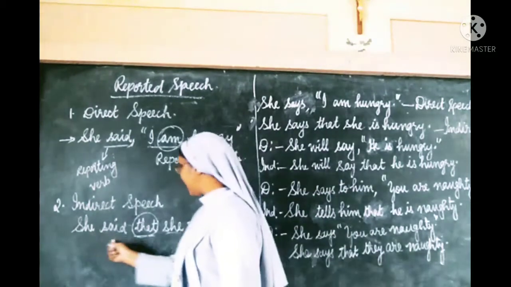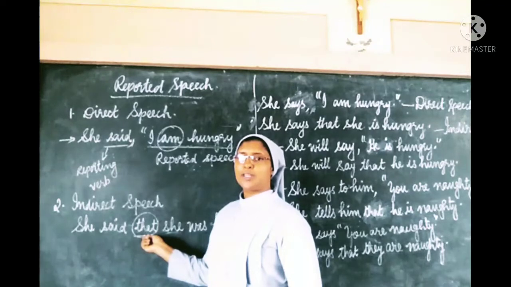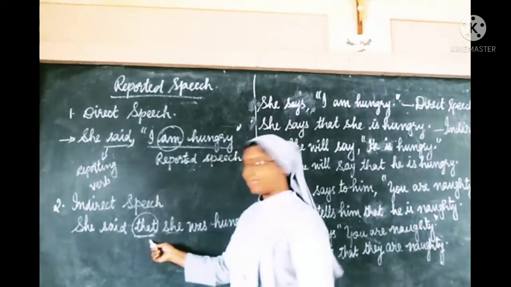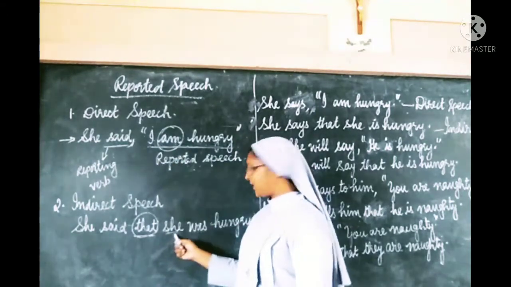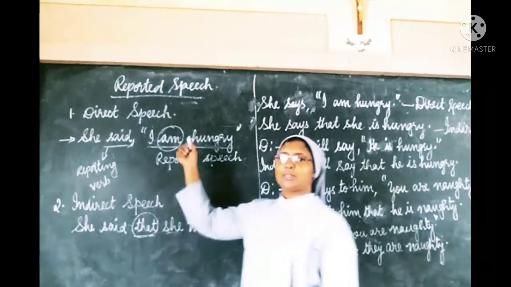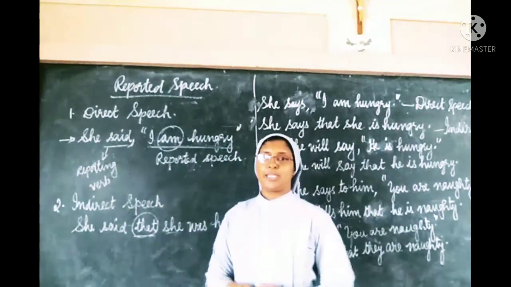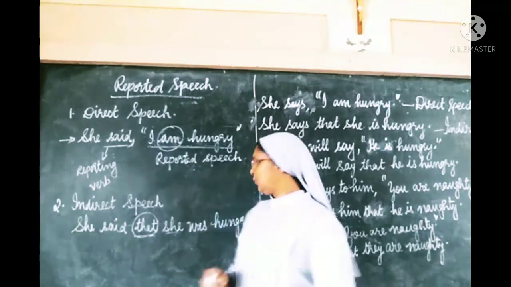Here we see she said that she was hungry. That is used to join these two verbs. So therefore, she said that; that is a relative pronoun, and instead of I we write she, because we cannot use the first and second persons in the indirect speech because it is a third person reporting. So therefore we cannot use I or you.